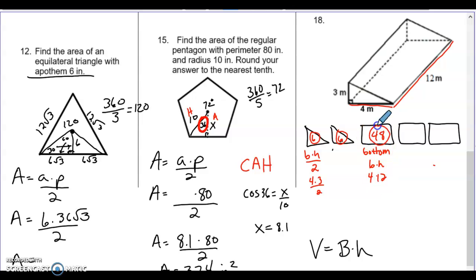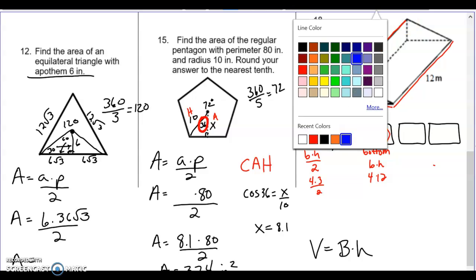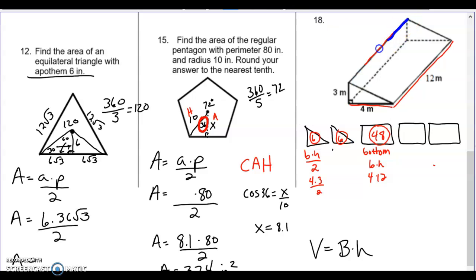Now some kids think that all of them are 48. Well, let's check on this back one first. So this back one, whoops, why isn't it changing colors? There we go. That's 12, the same as this one down here, right? But this is a 3. So this back one is going to be 12 by 3.